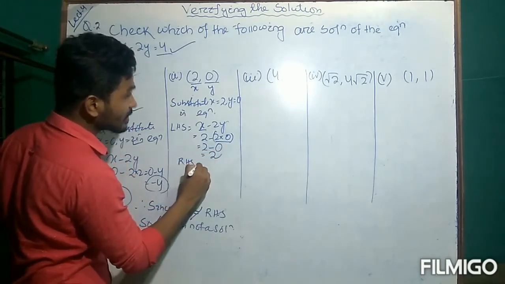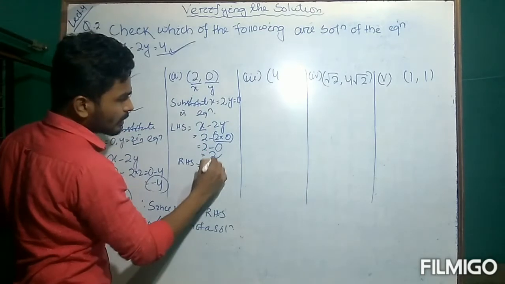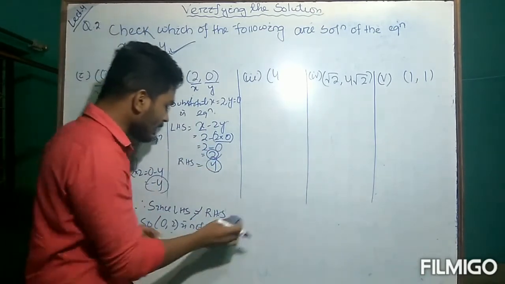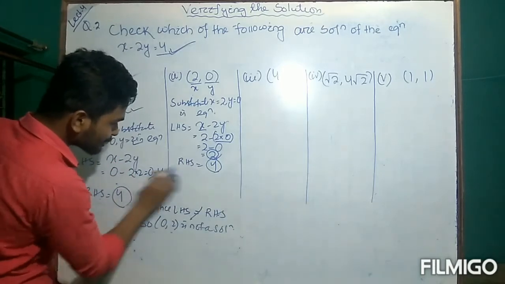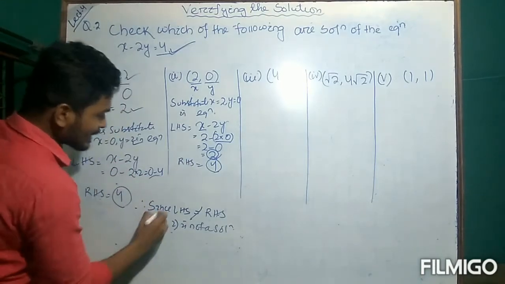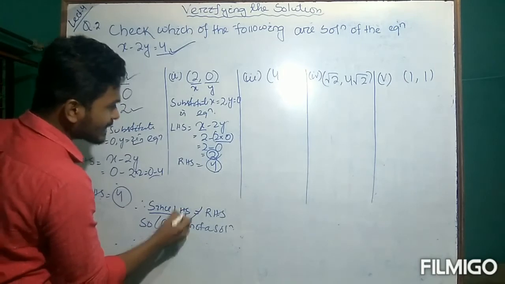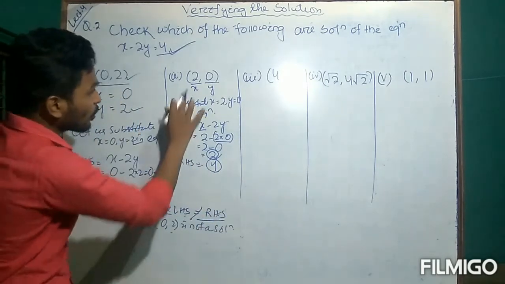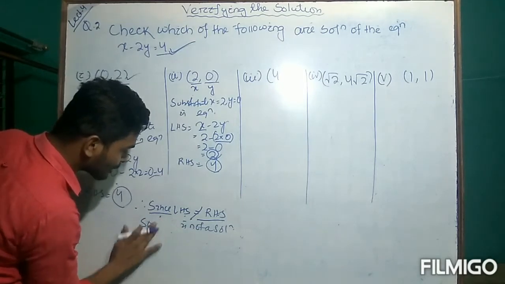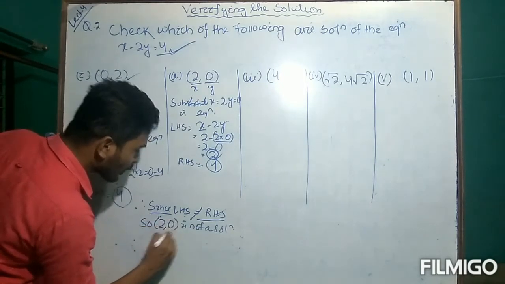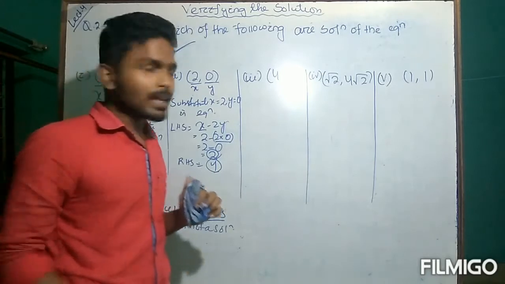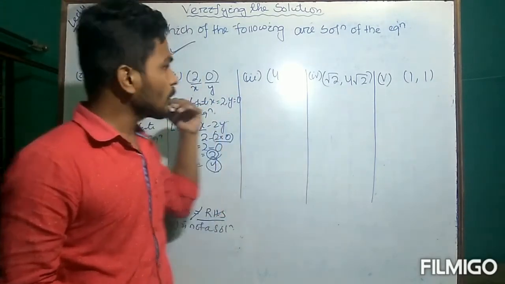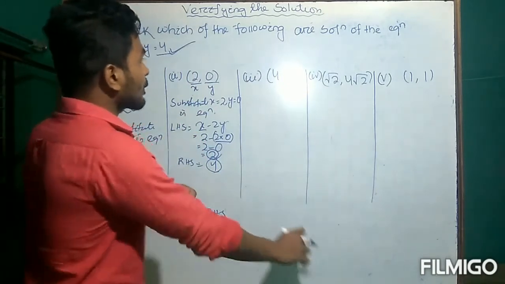And RHS is 4. So do LHS and RHS have the same value? No, they are not equal. So what can you write? Simply, since LHS and RHS are not equal, 2, 0 is not a solution. So in both the cases, these two pairs are not the exact solution. Okay, let's try the third pair.